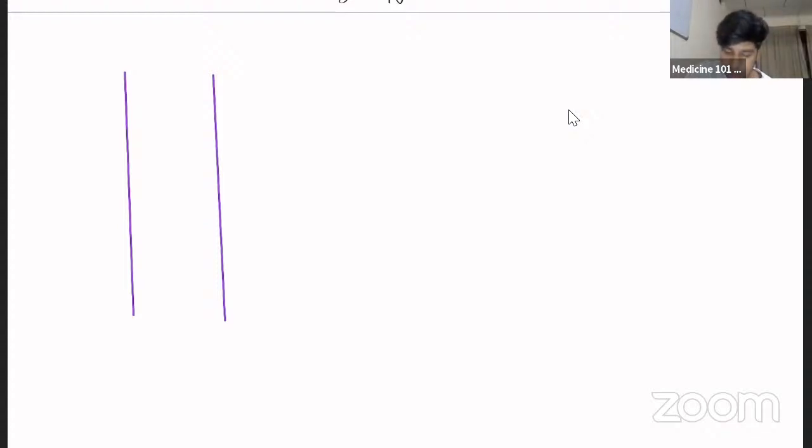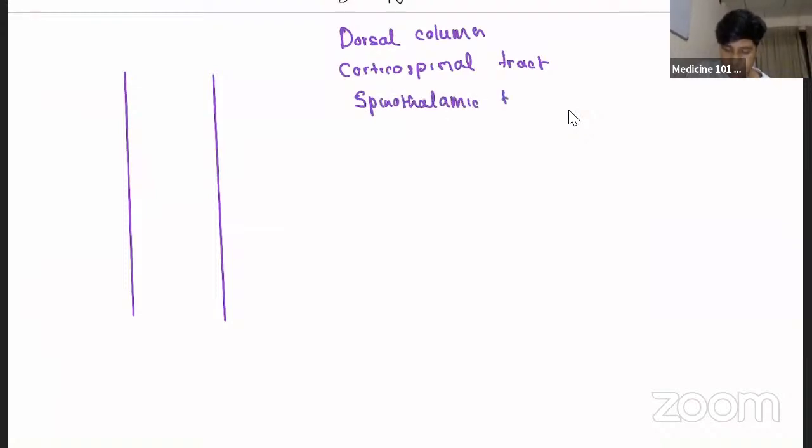Right, till now we did the dorsal column, then the corticospinal tract. I'm doing a review of what we did. And this, spinothalamic. Okay, we did three things. Now the dorsal column is fine touch and proprioception. Corticospinal tract, it's motor. And the spinothalamic tract is pain and temperature. Okay?